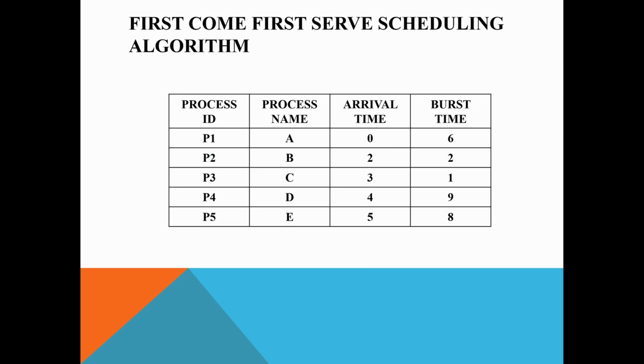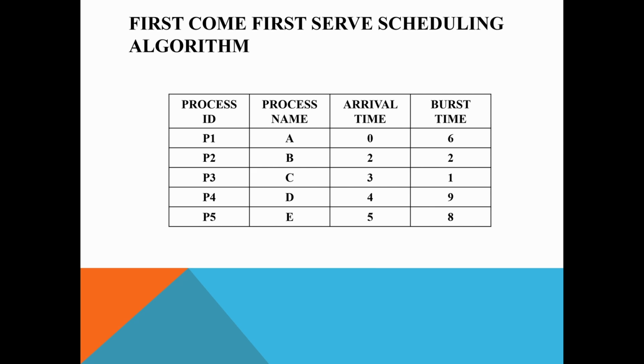And then process P2 enters at an arrival time of 2 milliseconds. Likewise, it is given for all processes. Then burst time. Burst time means process P1 needs 6 milliseconds to complete its execution. So it needs 6 milliseconds of CPU execution.